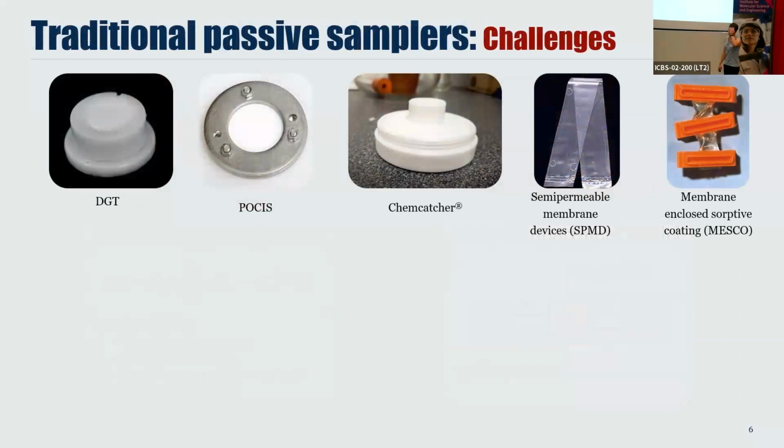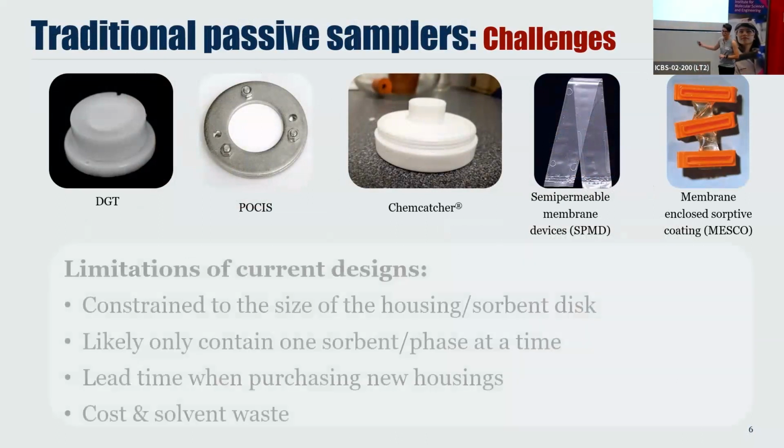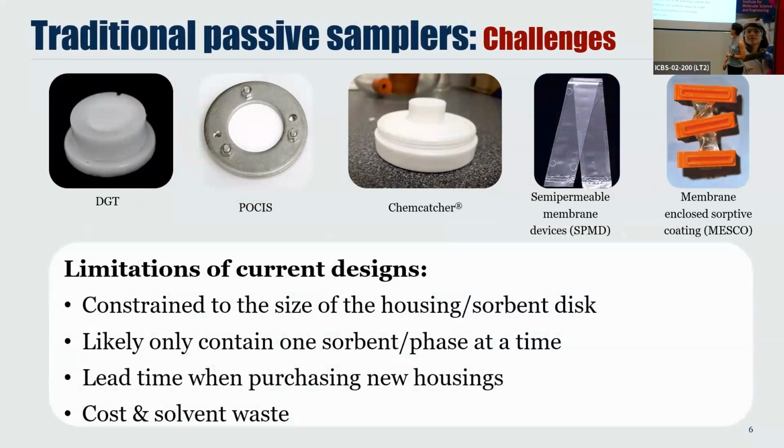So passive samplers come in a variety of shapes and sizes and sorbent chemistries depending on what you want to look for. And most of them are roughly the size of your palm. Now there are some challenges with them. Primarily, you're limited to the size of the housing or the sorbent device, so you're basically limited to these sizes here. You can only contain one sorbent chemistry within each device. So what I mean by that is one chemistry that's specific to metals, to anions, to cations, to different molecular chemicals with different molecular properties.